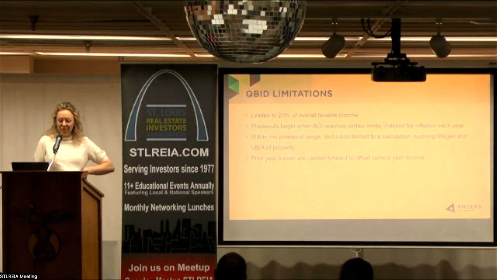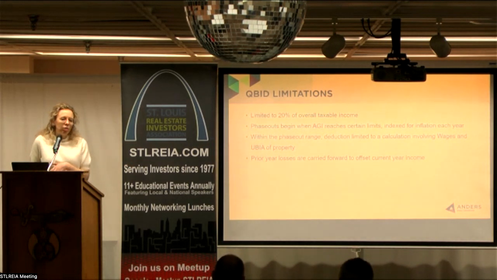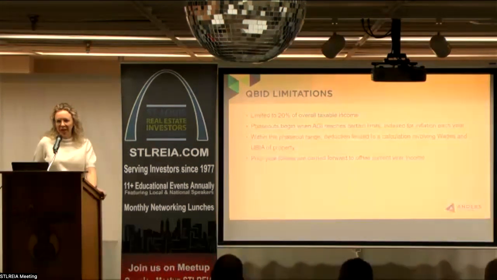And then any prior year losses on the property have to be netted with current year income in order to calculate the 20% deduction. Just know that kind of broadly, there is this 20% deduction for qualified business income, but then, of course, different tests, different limitations, things like that to keep in mind for your planning. Questions?